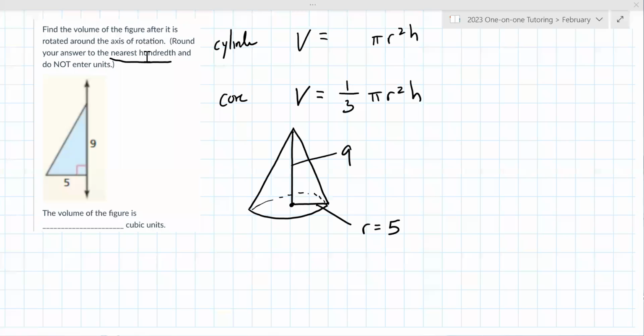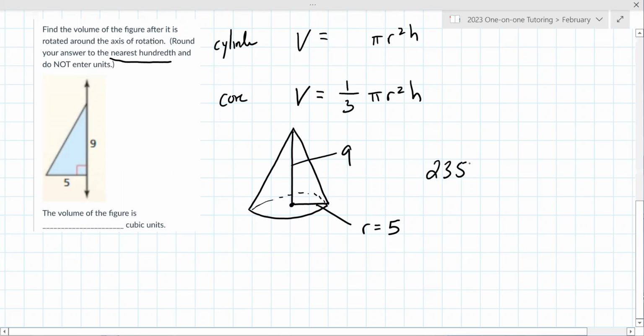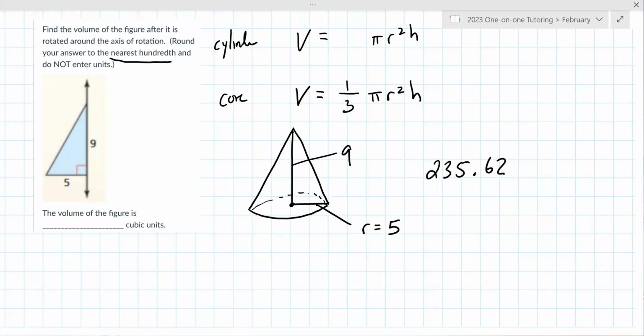So it'll be pi times 5 squared times 9 divided by 3. 235.62. Yes. Where do you think you went wrong when you first did this problem? I think I forgot to do the 1/3. Okay.